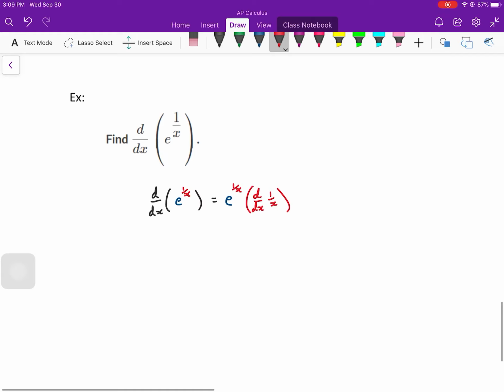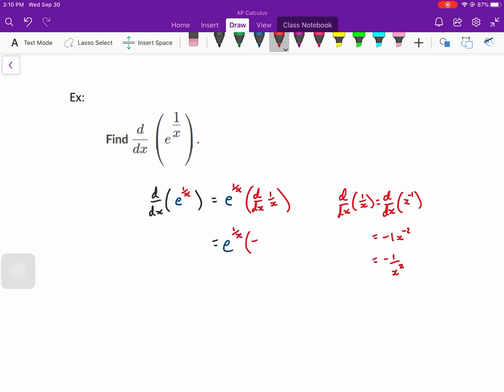Well, what's the derivative of 1 over x? Let me just do that over here. So I'm going to rewrite it by bringing that x to the top as x to the negative 1. And then rewrite it back. So this is going to equal e to the 1 over x times negative 1 over x squared. And remember that e is basically over 1, so we could rewrite this as negative e to the 1 over x squared.